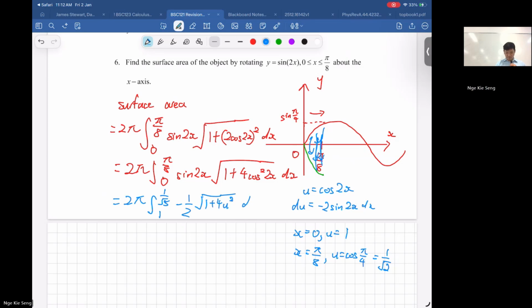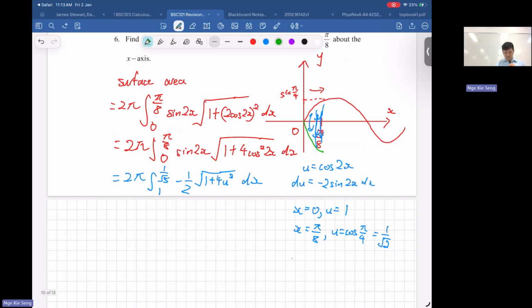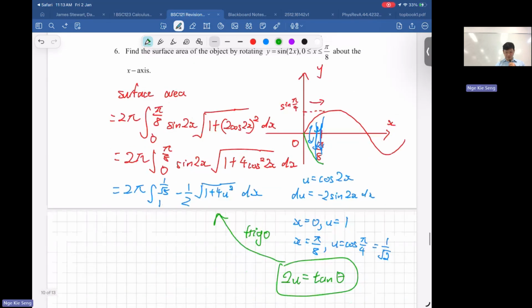Yeah. I think this term here you need a trigo substitution. I think it's a tangent again, right? Because this is a plus everywhere. So I guess you need to set 2u equals tangent theta to solve this. Trigo substitution.